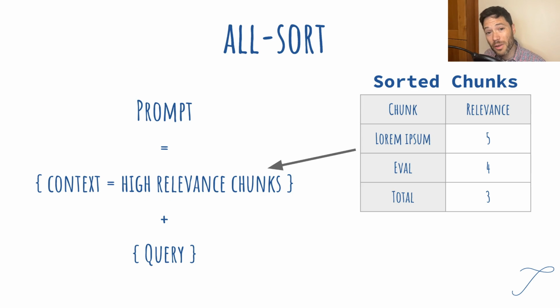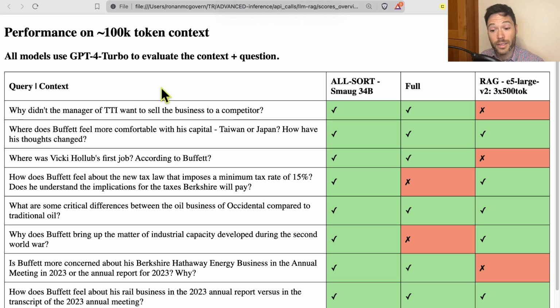Now, when you pull all of this together, and if you use a model that's strong enough for doing the relevance grading, you're able to get some very nice results. I'll go through this in a little more detail later, but here are the final results. I have 3 columns. First off, AllSort, which is the method I just described. I then have a full context test, where I've put about 100K of context into GPT-4 Turbo straight away.